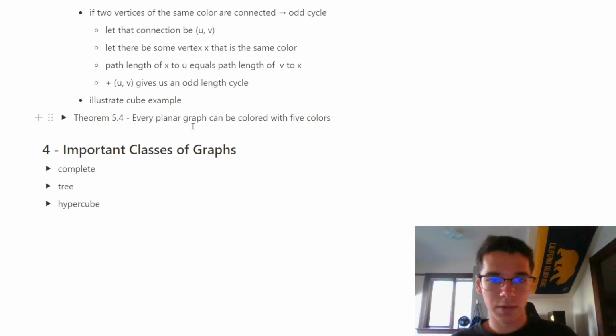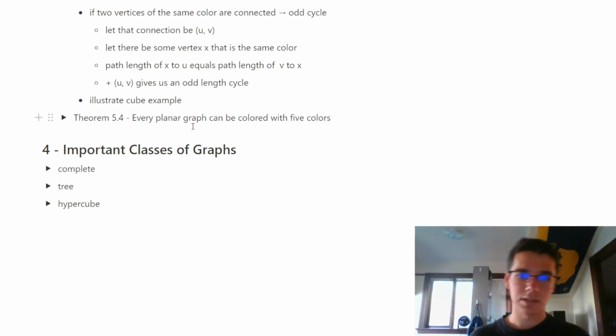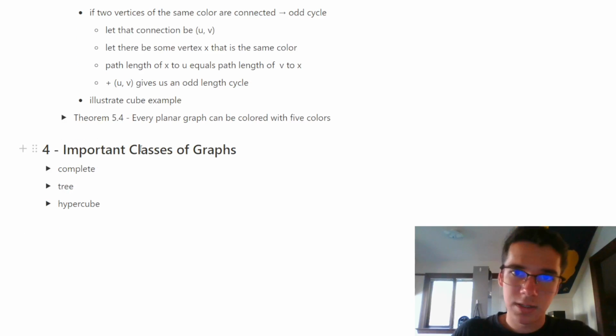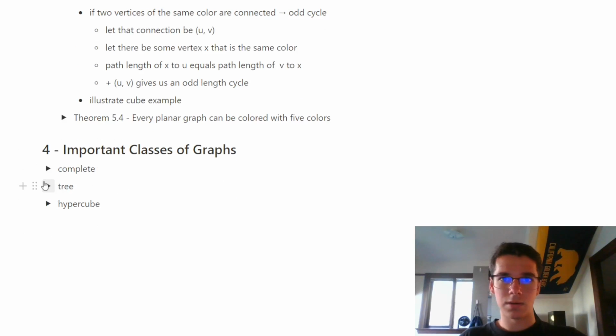Okay, so we are now going to jump into the next section, which is important classes of graphs. There's 3 that they mentioned in the notes, and I'm going to go through what makes up each of these 3 classes. I'm not really going to go through their proofs necessarily. The last one for hypercubes, for example, is pretty confusing to just read. Hopefully the lecture tomorrow will cover it a little bit better.